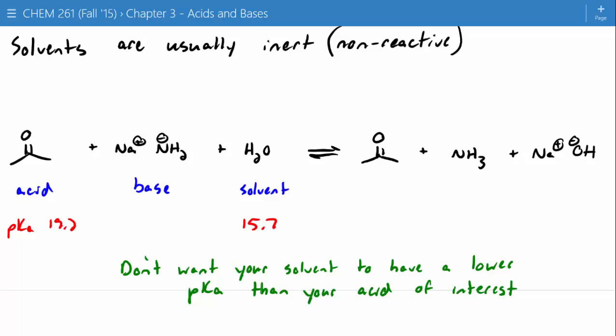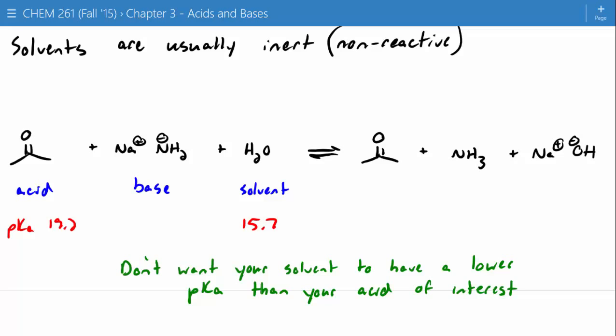I'm sorry, I missed where you reasoned that it goes to a smaller pKa. So if we're comparing our acid and our solvent, which one's more acidic? Yeah, our solvent in this case is more acidic, so our base is going to react with our solvent before it ever has a chance to react with the acid on the left-hand side.